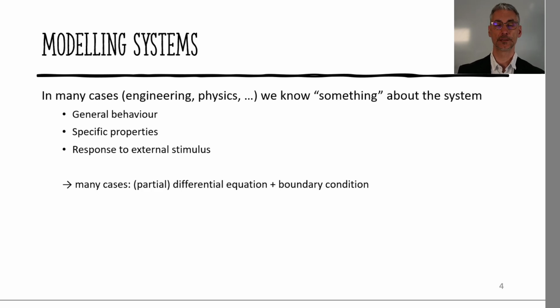However, in modeling many systems, especially in engineering and physics and so on, we know a lot about the systems that we want to model. So we, for example, know the general behavior or specific properties of our system, or how it reacts if we give some sort of input into the system, like an external stimulus. In many cases, we can mathematically represent this as differential equations plus boundary conditions.